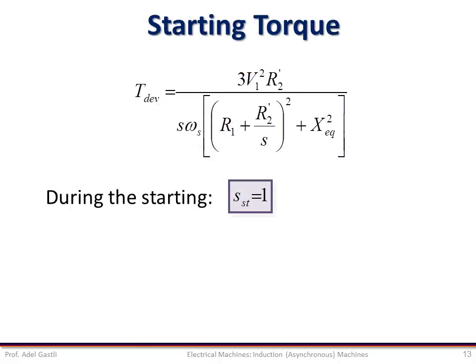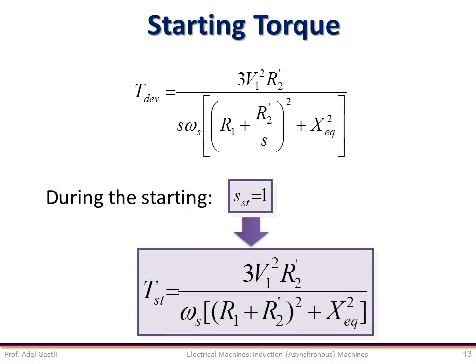Now we can determine the expression of the starting torque by considering the fact that at starting the speed is 0, so the slip is equal to unity. So by setting S equal to 1 in the above equation of the torque, we can derive the starting torque equation as shown here. Notice that the starting torque is a function of the stator voltage and the frequency and stator and rotor resistances. It is usually desirable to have a high starting torque in order to start the motor fast. So to increase the starting torque, we can increase the voltage or the rotor resistance or decrease the supply frequency.